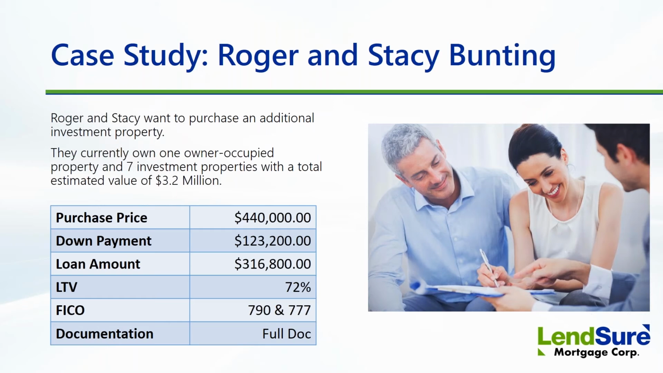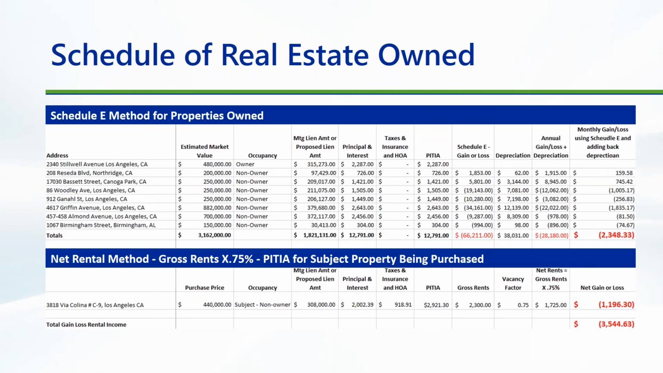So this is a real loan that we did. This fellow wanted to purchase a condominium for $440,000, putting down $123,000, giving us a loan to value of 72%. The borrower was very much A-paper. His FICO was 790 and hers was 777, and it came in as a Fannie Mae fallout transaction. The full doc income was according to Fannie Mae guidelines, with the exception of the treatment of the losses from the rental properties. Next slide.